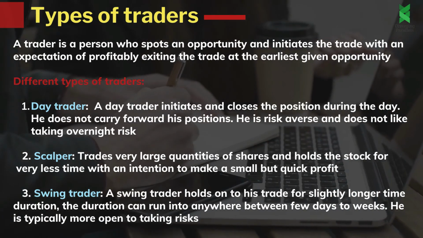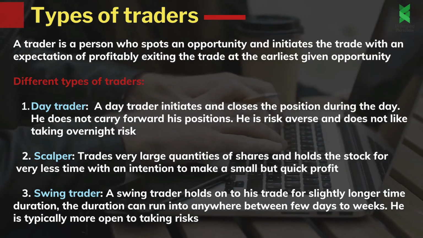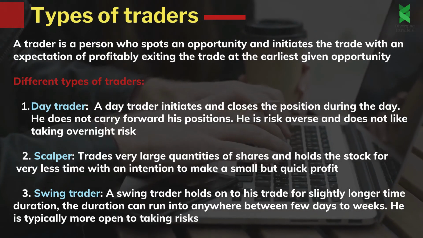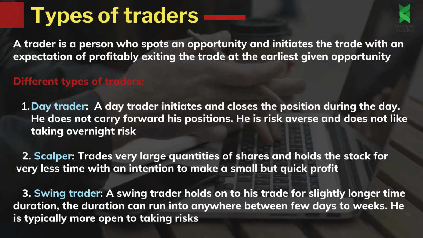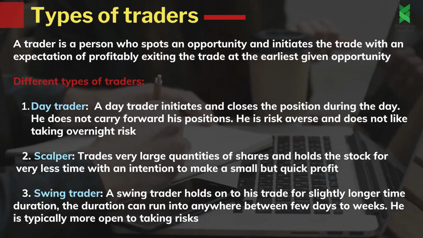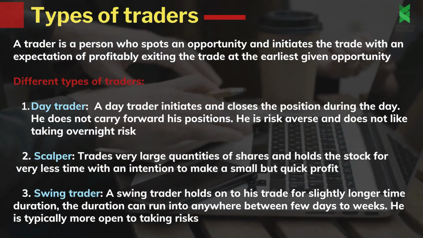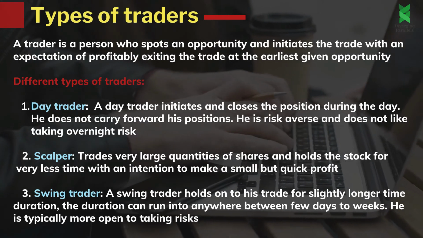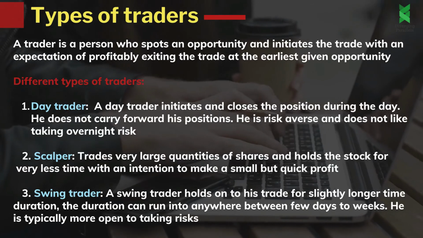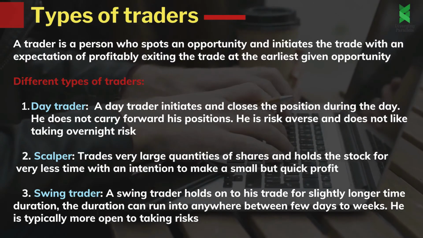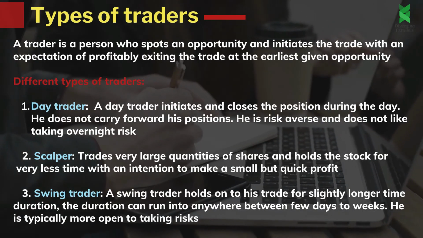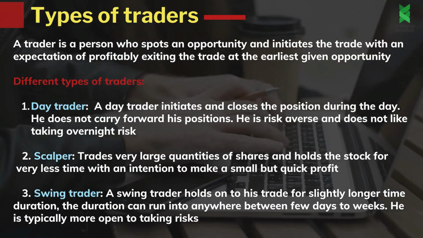Moving ahead, let's learn about the types of traders. A trader is a person who spots an opportunity and initiates the trade with an expectation of profitability, exiting the trade at the earliest given opportunity. There are three types of traders. First is a day trader. What does a day trader do? They do intraday trading. That is, they watch the share for a day and they make the buying and selling decision on the same day. So they are risk averse.